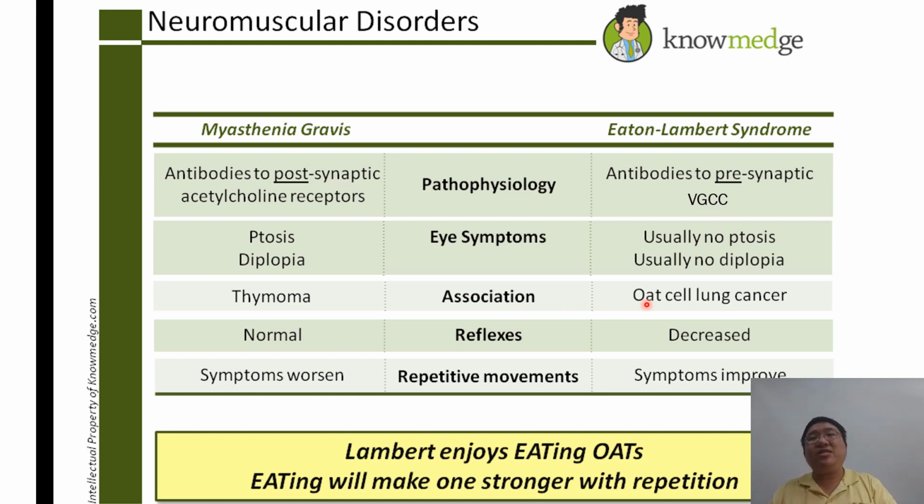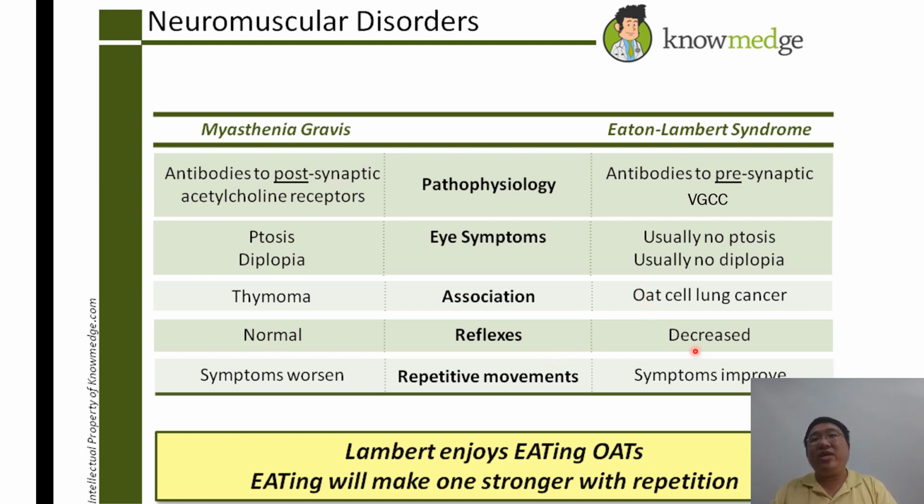Association is oat cell lung cancer. Oat cell carcinoma is an obsolete name for small cell lung cancer, so they are the same. 50% of this condition is associated with paraneoplastic syndrome, and the most common type of cancer that causes this condition is small cell lung cancer.